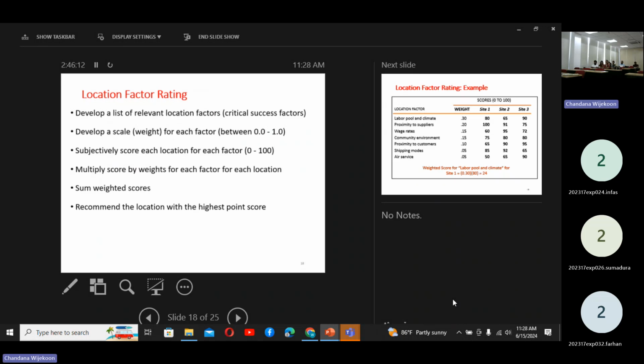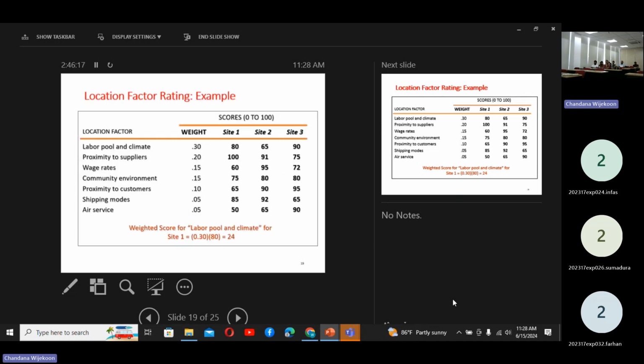It begins with identifying the relevant location factors. Say, for example, one example is shown here. This is for, let's say, a factory like a garment factory, where the operations heavily depend on workforce. For that, they have identified dominant location factors like these, 7 different factors. Labor pool and labor climate, proximity to suppliers, and other factors. Can you understand it?